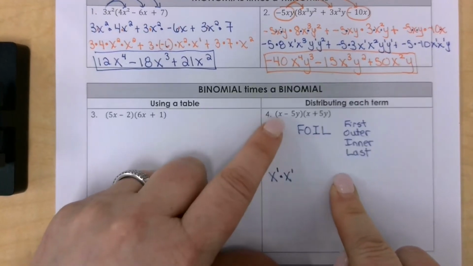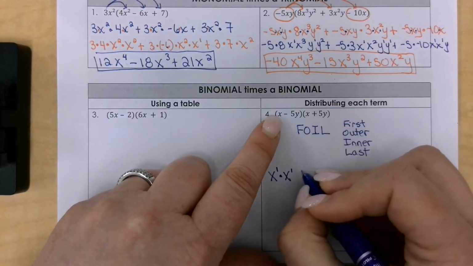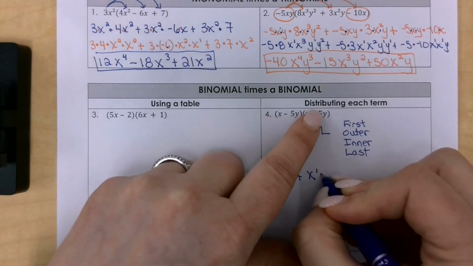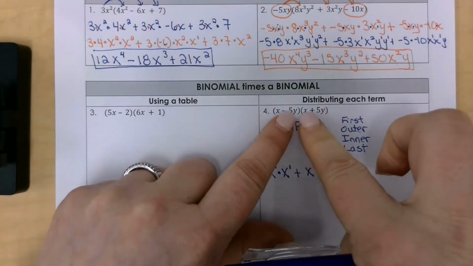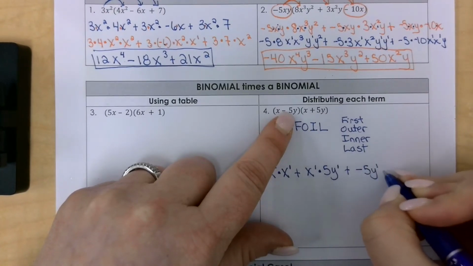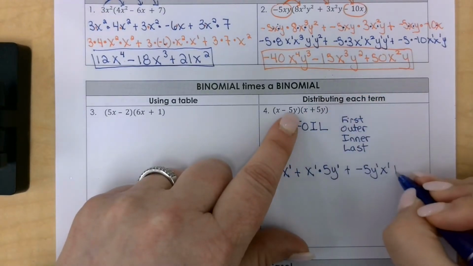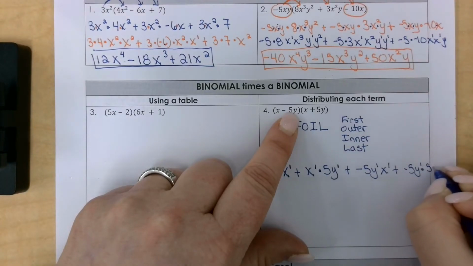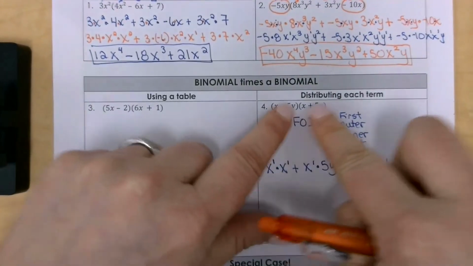Outer. I'm going to go to the out and the out. This means that I'm going to add plus x to the first times 5y to the first. There's my outer. Inner. I'm going to add negative 5y to the first, x to the first. I just multiplied those. And now last. I'm going to add negative 5y to the first times 5y to the first. So first, outer, inner, last.